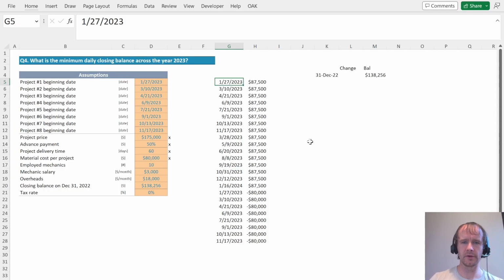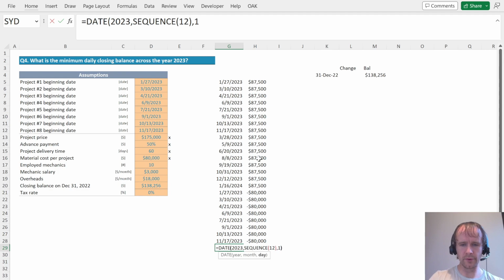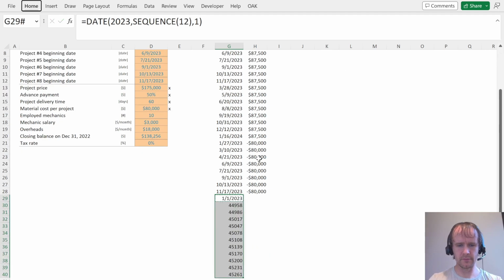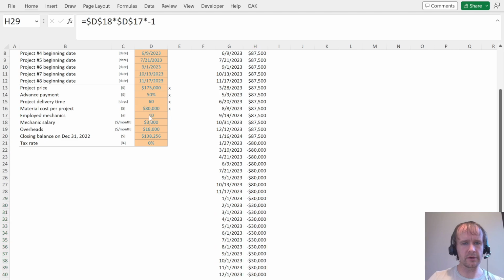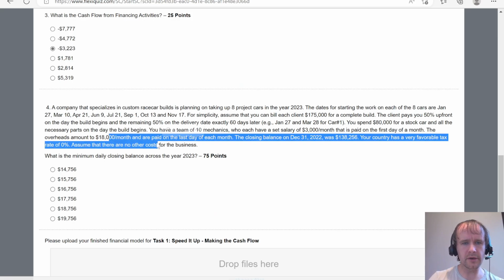Okay, so then I want each month start. So I'm going to want the date, 2023, right? Yes. Sequence 12, 1, because I paid on the first day. So I've got 3,000 times 10 mechanics, times -1. So 30,000 out on the first of every month and 18,000 paid on the last of every month.